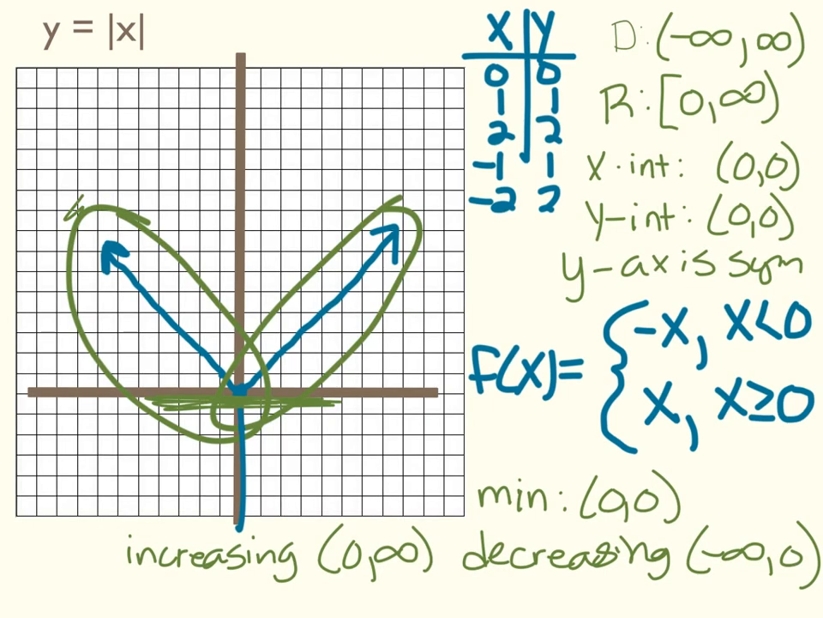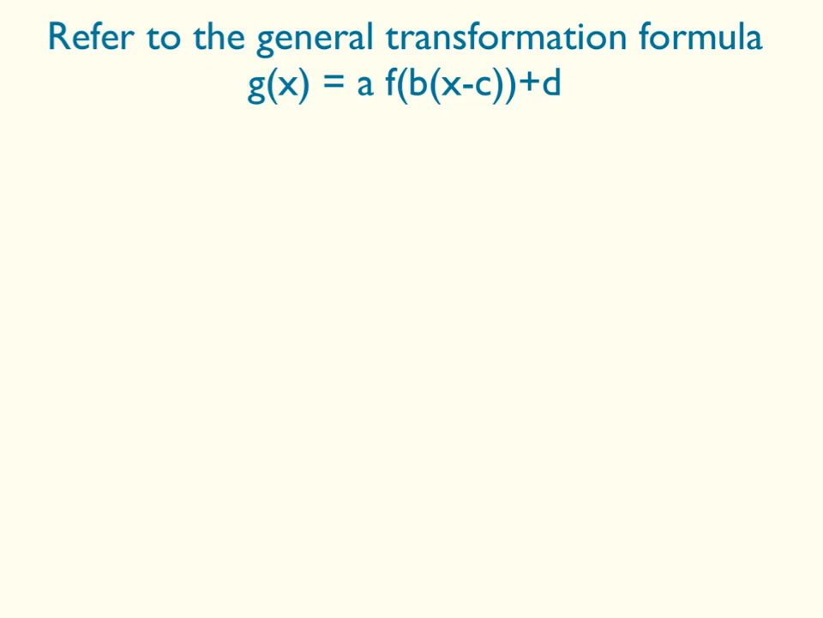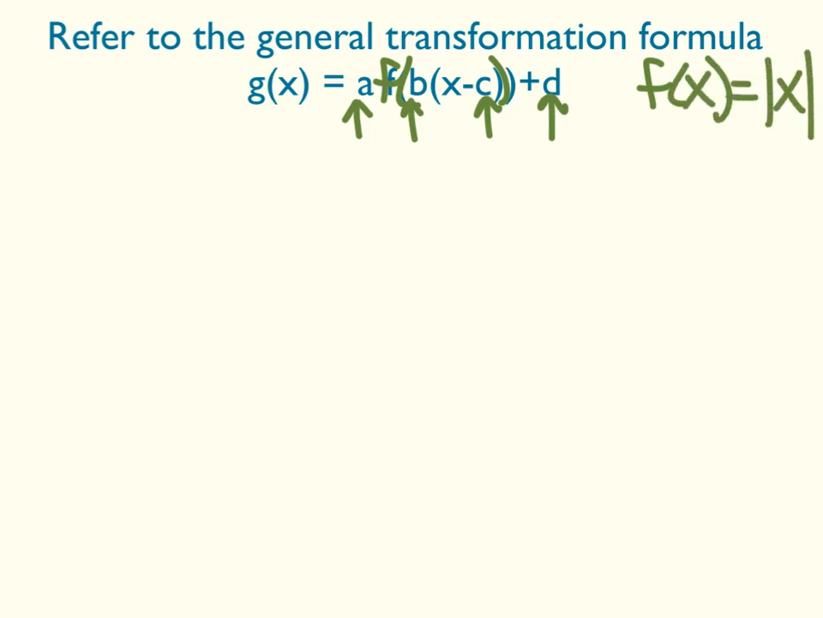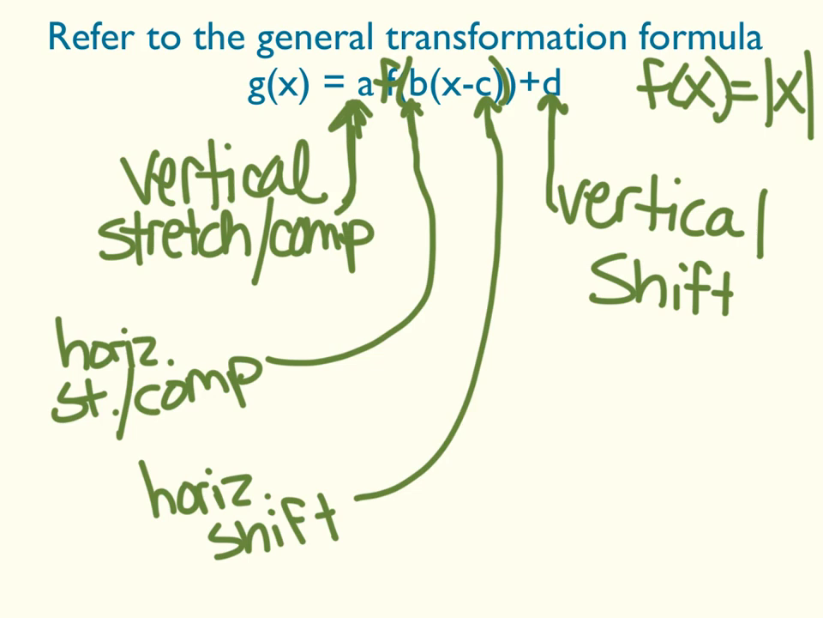Okay, so now let's graph some other ones. And when we do, we're going to refer to our general transformation formula. Remember, the A is your vertical stretch or compression. The B is your horizontal stretch or compression. The C is your horizontal shift, and the D is your vertical shift. And the f in this case is our parent function, the absolute value of x. You should write these down if you don't remember them, but if you do remember what A, B, C, and D do to your function, then you don't have to write it again.